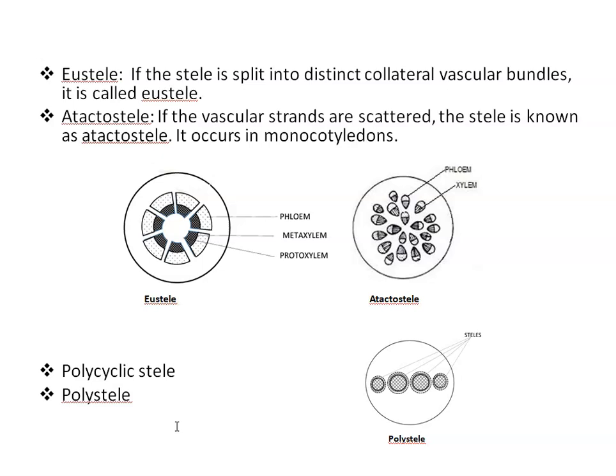Then polystele. Sometimes more than one stele is present in the axis of some pteridophytes. Such condition is called polystele, and such steles show polystelic condition. Examples: Selaginella. Selaginella has polystelic condition.